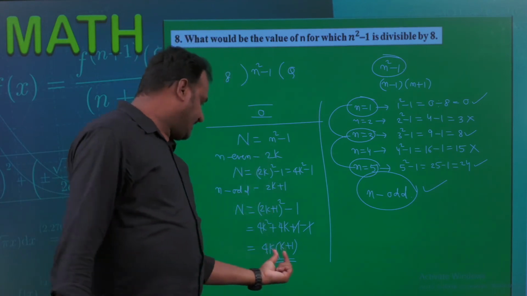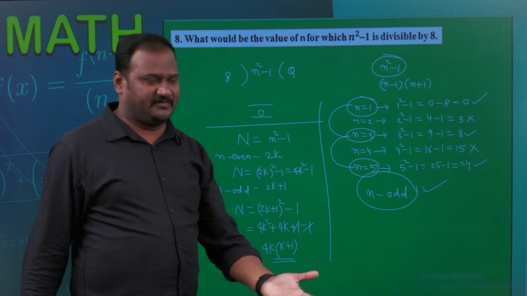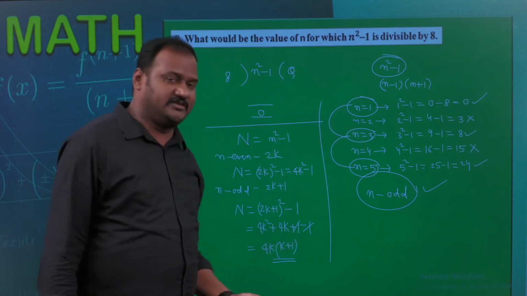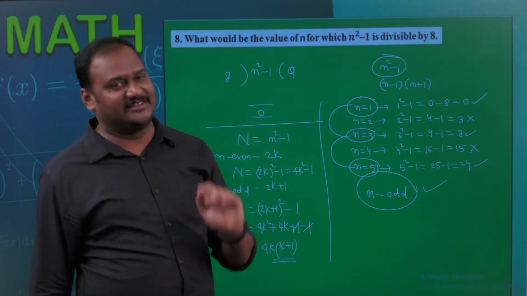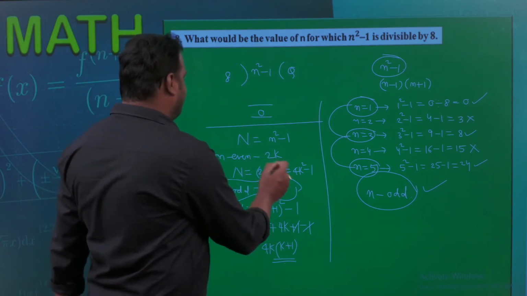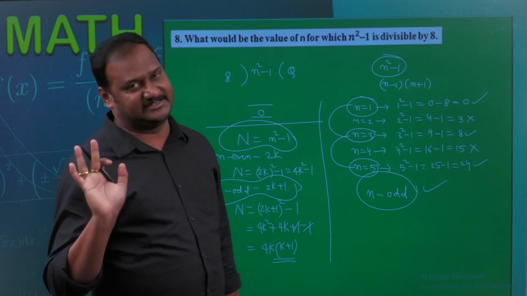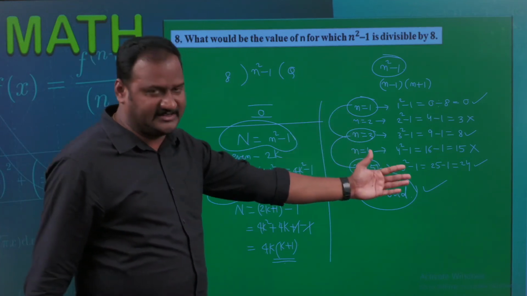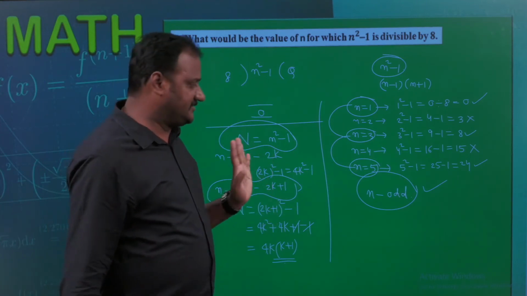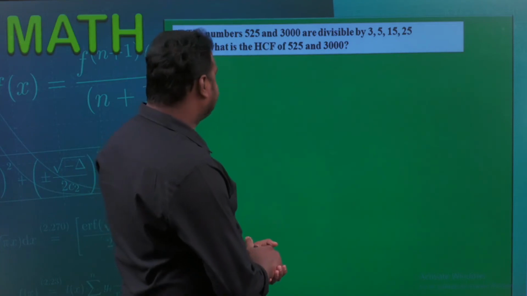So k into k plus 1 is divisible by 2, so it can be 2 into something. 2 into something into 4 is going to be 8 into something. It means when n is an odd number, then n square minus 1 is divisible by 8. As simple as that. You can go this way or that way, but the result remains unchanged. So, moving on to the next problem.